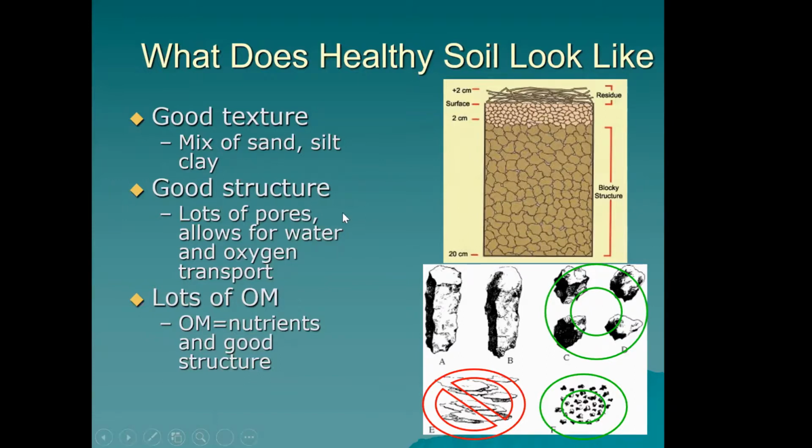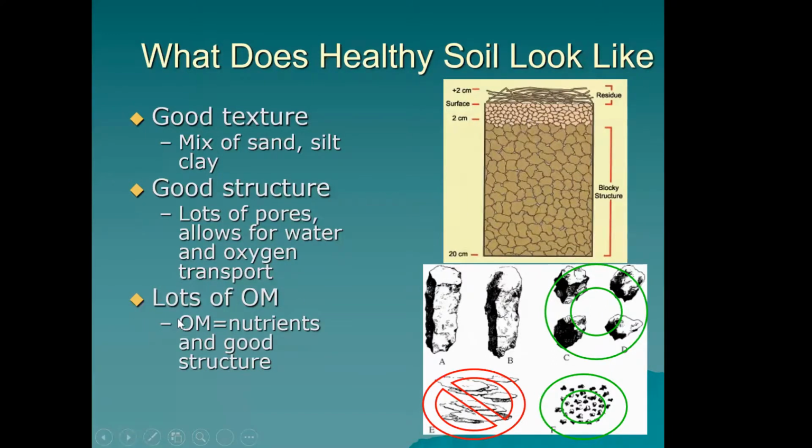You want to have good structure, though. What does good structure mean? Well, you want to have kind of tightly aggregated little clumps, peds, that are strong enough that when you have a big rainstorm and water is passing through the soil, they don't just disintegrate, they don't dissolve. And you want to have lots of big pores in between those peds, because those pores are the passageways for oxygen and water to get down into the soil and to the roots.